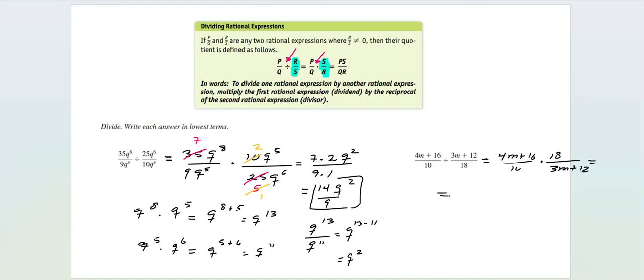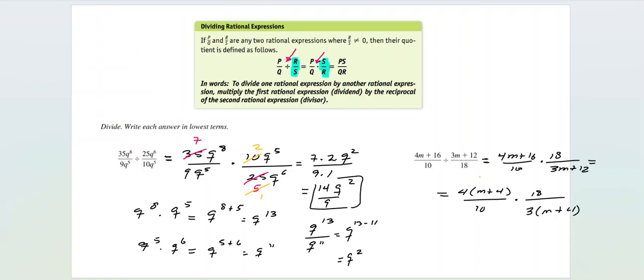Now, once I convert the division into multiplication and multiply by the reciprocal of the divisor, the second rational expression, right? Then I will now factor. I realize that for 4n plus 16, we have a common factor of 4. I factor the 4 out, so I have 4 times n plus 4, right? Over, then I have 10 below, times 18, and then 3n plus 12. I realize that we have a common factor 3, so I factor 3 out, so I have 3 times n plus 4 again.